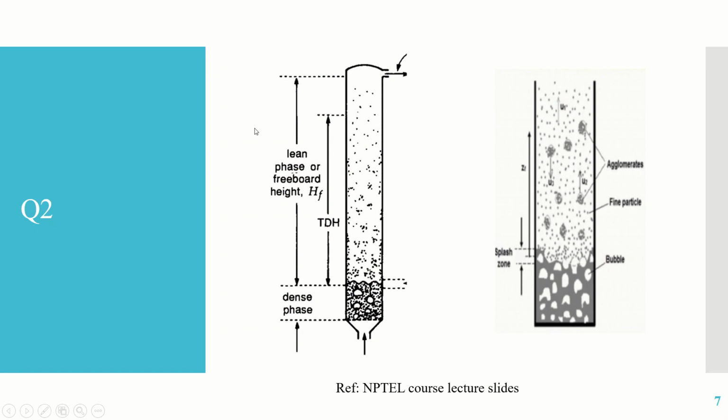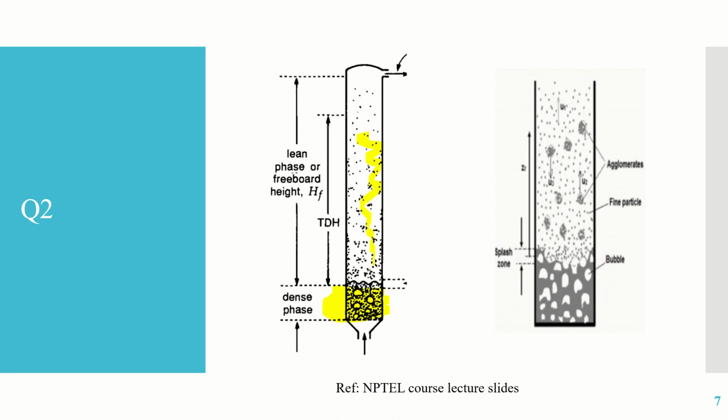Yeah, this is the fluidized bed when we are passing the fluid inside the bed at a sufficiently high velocity, with the bubbling regime. We can see various zones like this. This is the dense phase zone. As we can see, the density of solid is uniform. More than that, it is very high. So above that we have lean phase or freeboard height.